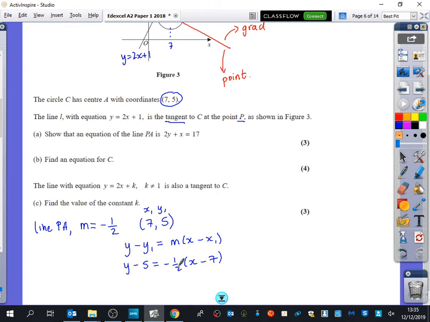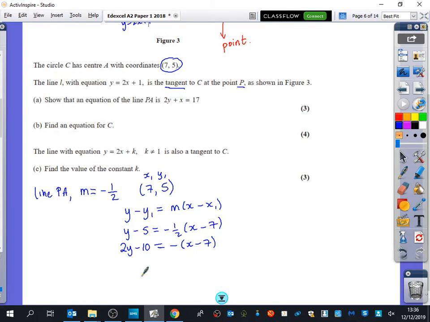I'm going to double everything to get rid of this. So that's 2y minus 10 equals minus x minus 7. So that's 2y minus 10 equals minus x plus 7. Let's get it in the form that they want. So we're going to add the x. So that's 2y plus x. And I'm going to add the 10. So I get 2y plus x is 17 for that first bit. Okay, so we've now got an equation for that line.